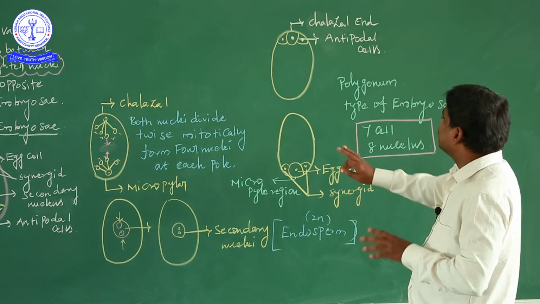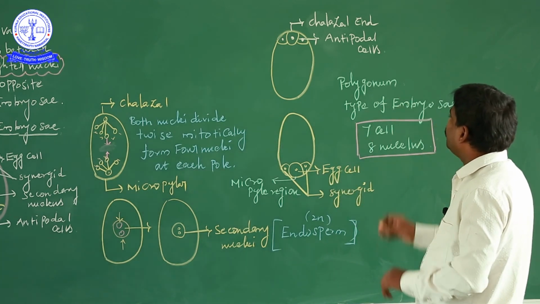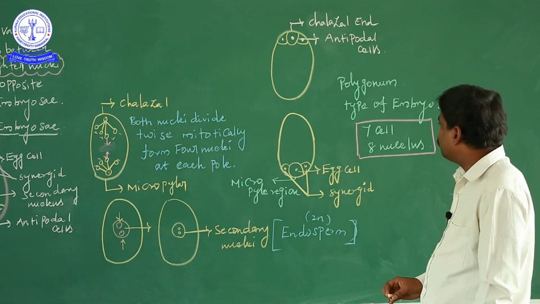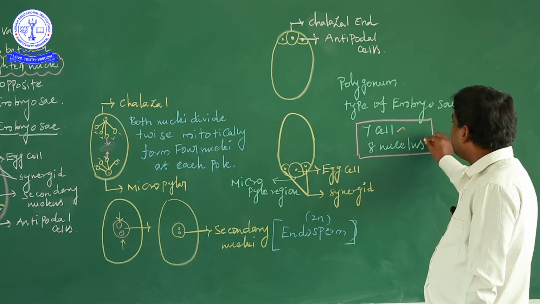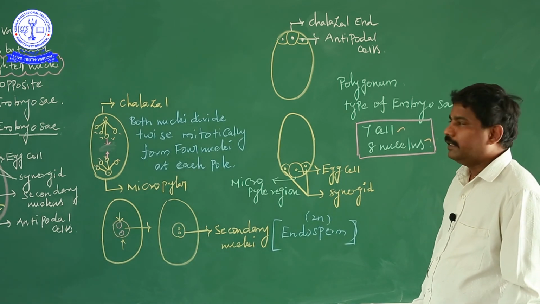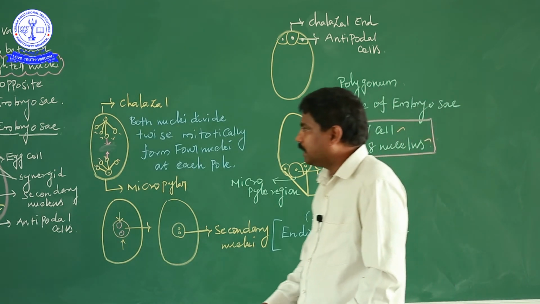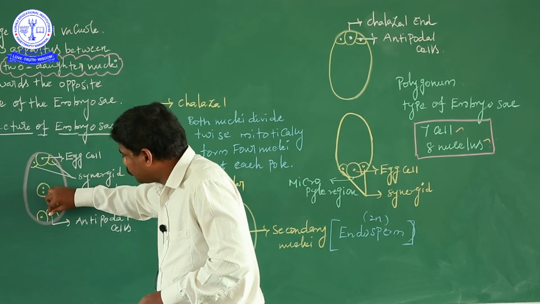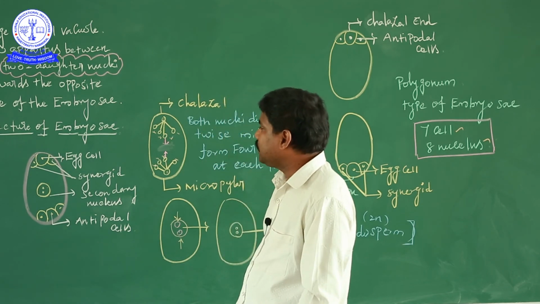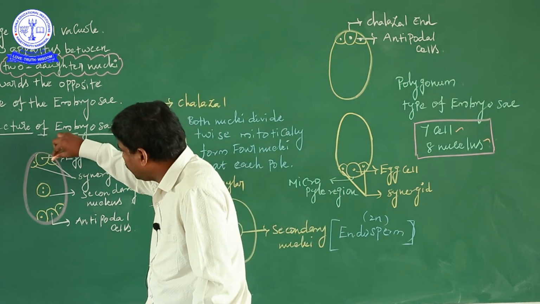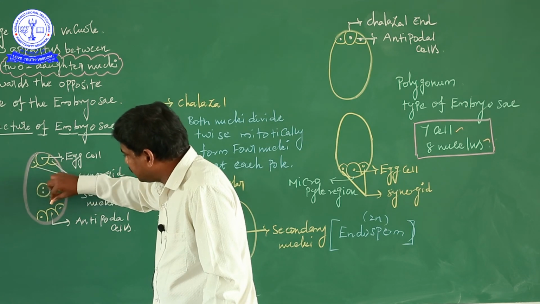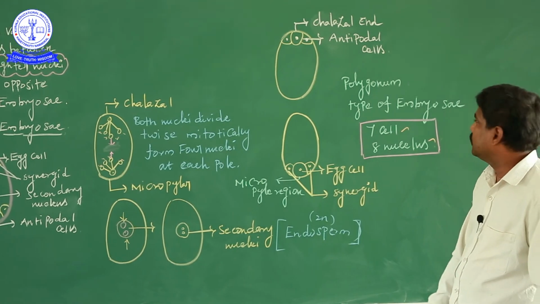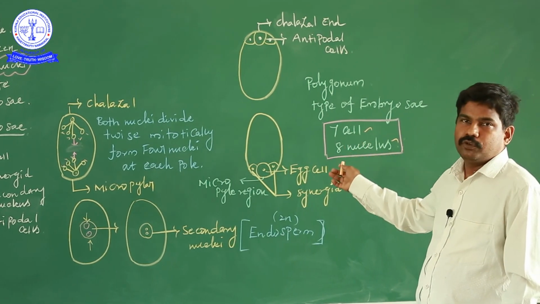This type is called the polygonum type, the best example of the embryo sac. The embryo sac has 7 cells and 8 nuclei. How do we count the 7 cells? 1, 2, 3, 4, 5, 6, 7. And the 8 nuclei: 1, 2, 3, 4, 5, 6, 7, 8. That is called the 7-cell, 8-nucleus stage formed in the polygonum embryo sac.